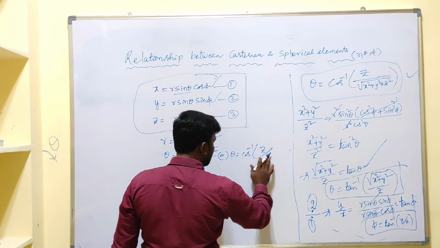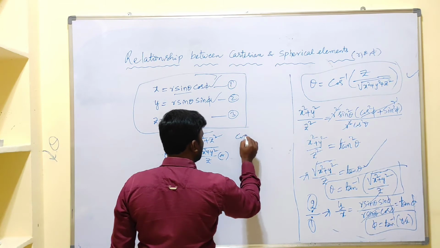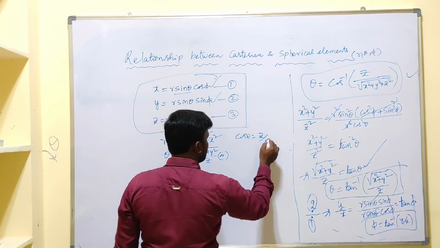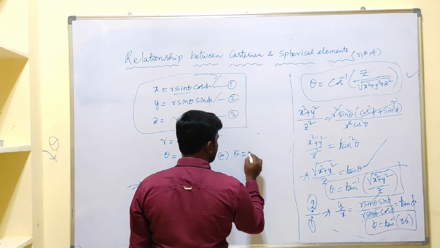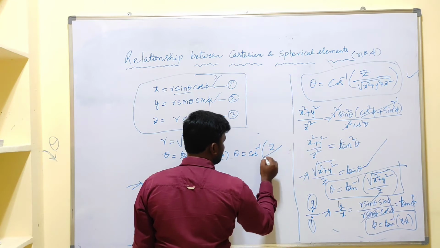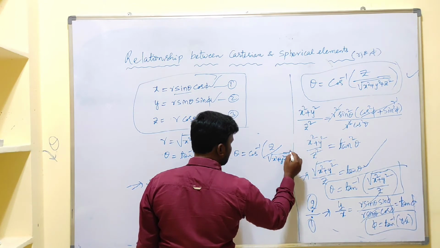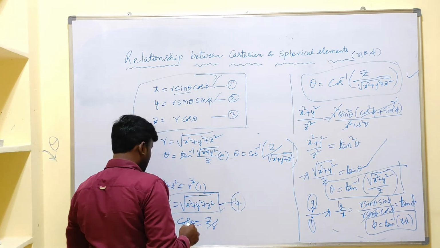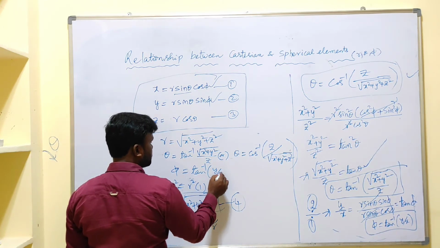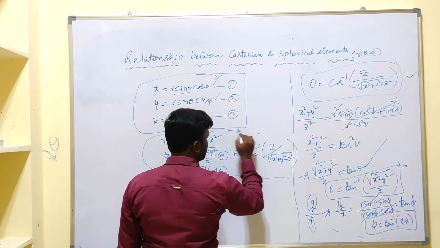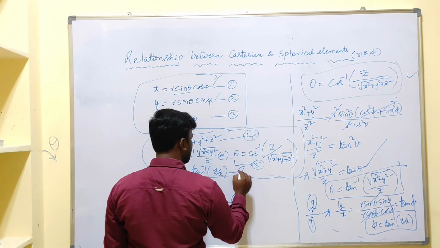Cos theta is nothing but z by r, means theta equal to cos inverse of z by r. Just now we derived r as under root x square plus y square plus z square. So this is about theta. And what about pi? Pi equal to tan inverse of y by x. So let us take equation number 4, equation number 5, equation number 6.